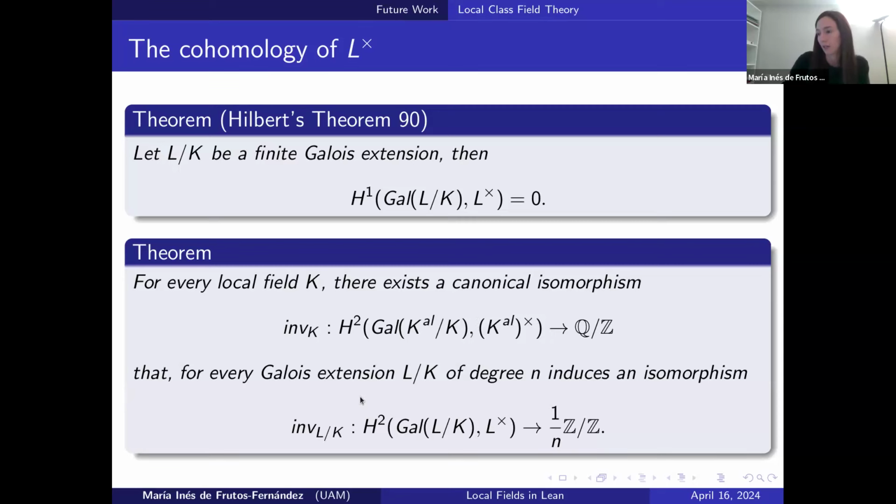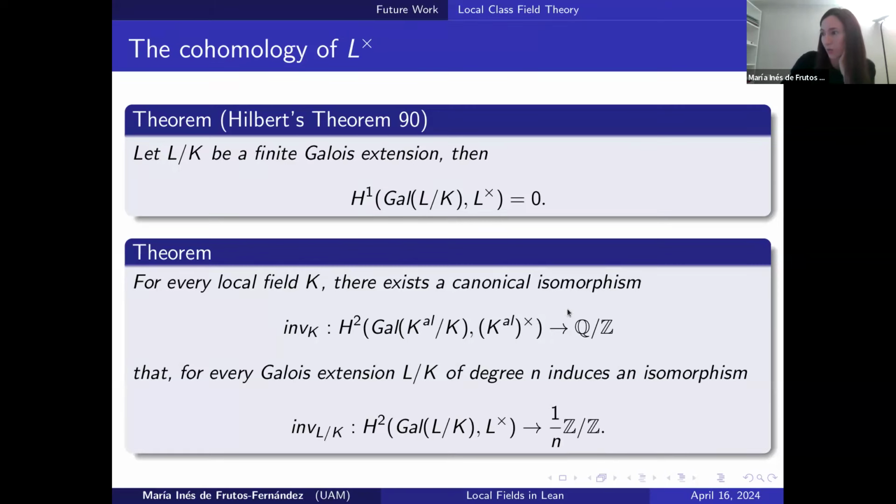So if L over K is finite Galois of degree n, then this inf induces an isomorphism between this cohomology group and this quotient of this group, which is isomorphic to Z mod n, a cyclic group of order n. So this is one of the goals that we are focusing on right now.